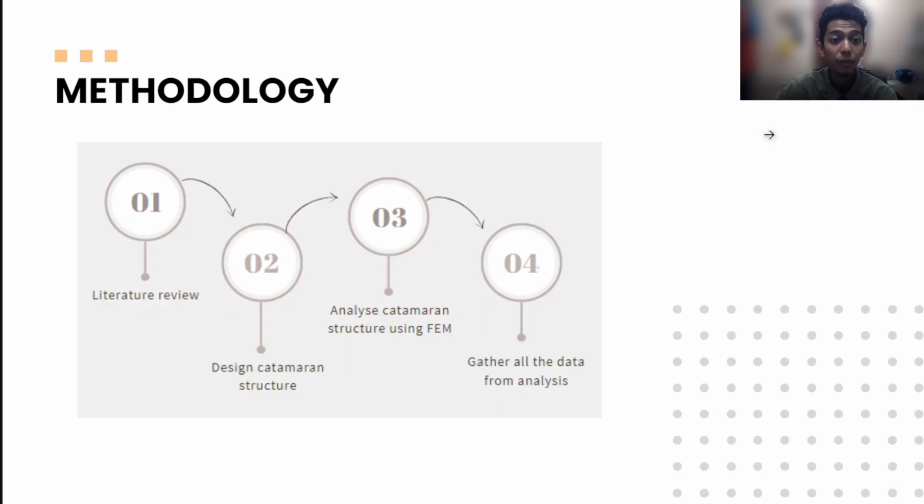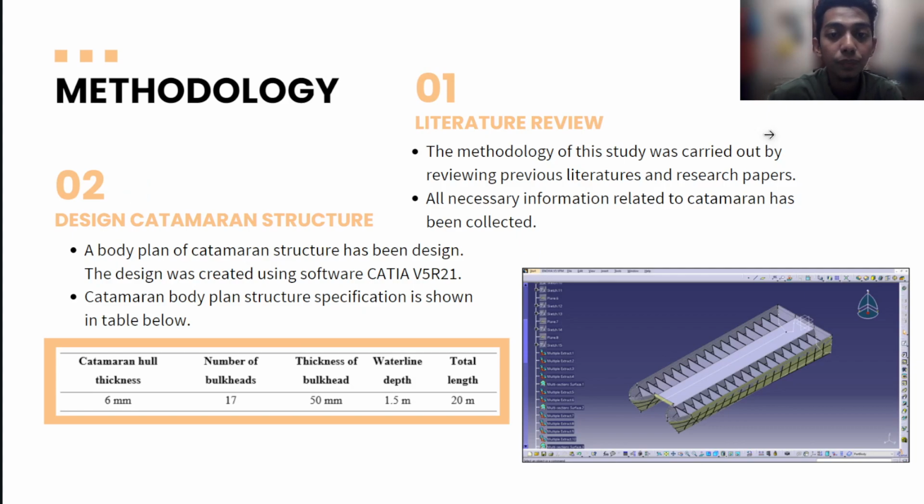Here is my step methodology. First, literature review, design catamaran structure, analyze catamaran structure using FEM, and the last one, gather all the data from the analysis. For literature review, the methodology of this study was carried out by reviewing previous literature and research papers. All necessary information related to catamaran has been collected.